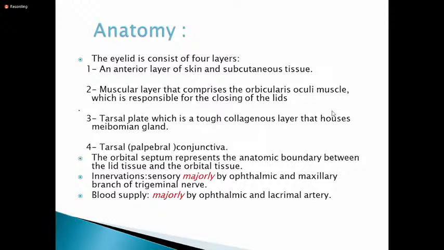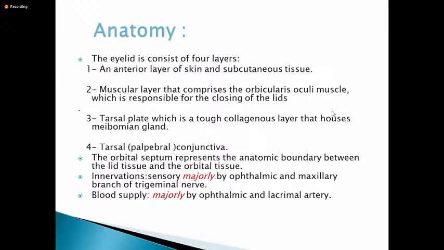Under it is mainly the tarsal plate. The tarsal plate is a collagenous layer, and apart from giving the eyelid a bit of rigidity, it also has meibomian glands inside. The glands are inside the tarsal plate itself. And then under the tarsal plate is the conjunctiva. The conjunctiva lines the underside of the tarsal plate and continues superiorly and reflects back on the eyeball to make what we call the bulbar conjunctiva.